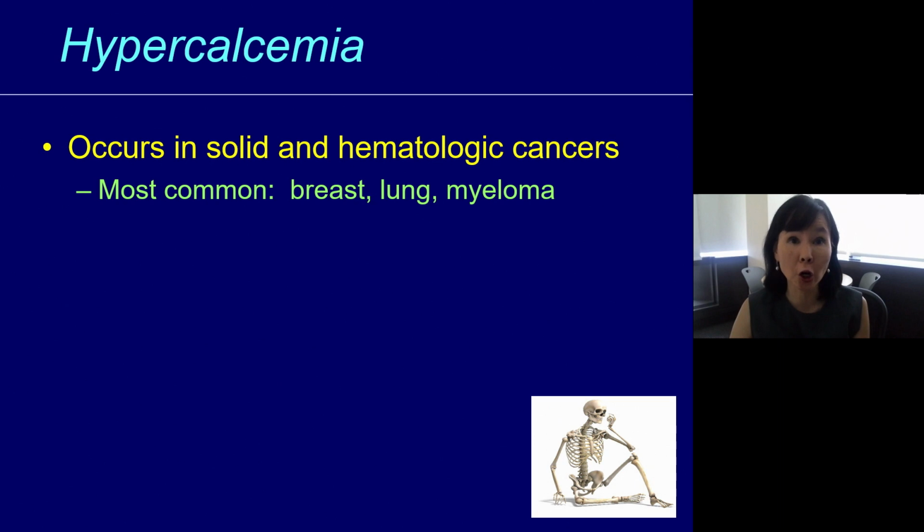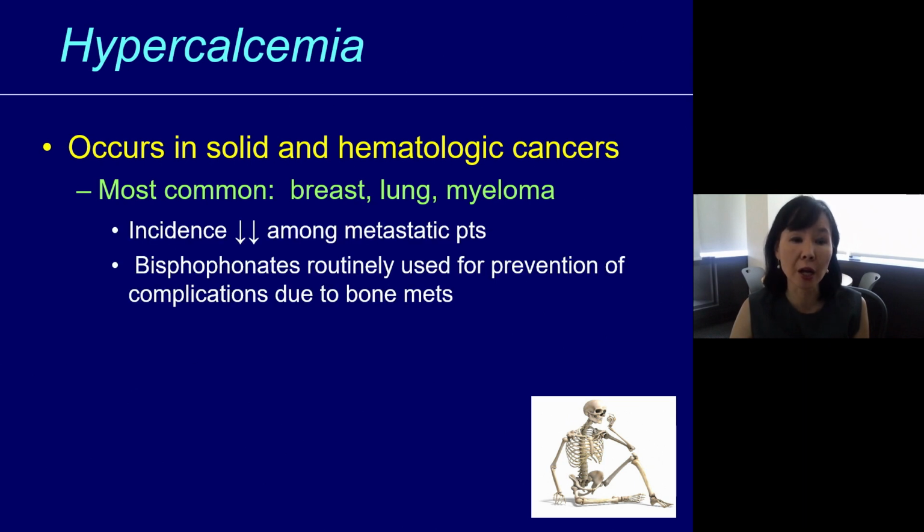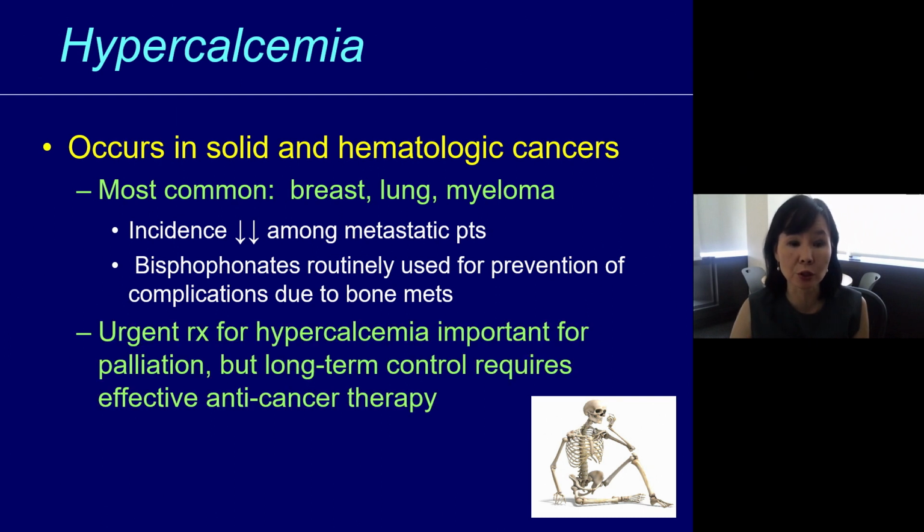So this can occur in both solid and hematologic cancers, and the most common ones are the ones that involve the bones. So that would be breast, lung, and myeloma. The incidence actually has been sharply decreasing among metastatic patients. And that's because nowadays bisphosphonates are actually used routinely to prevent such complications in patients with a wide variety of bone metastases. So this is something that we actually see much less commonly than we used to.